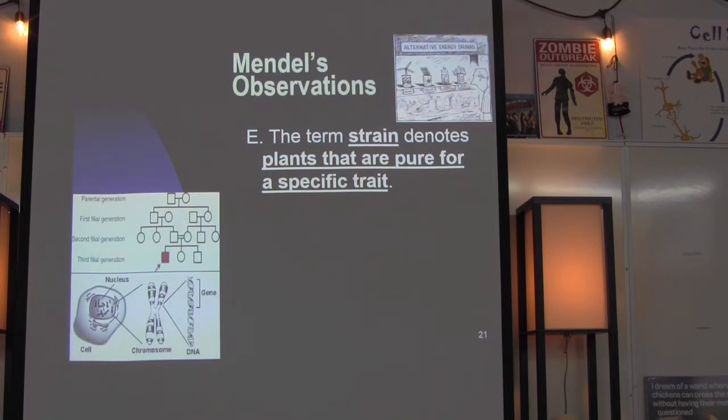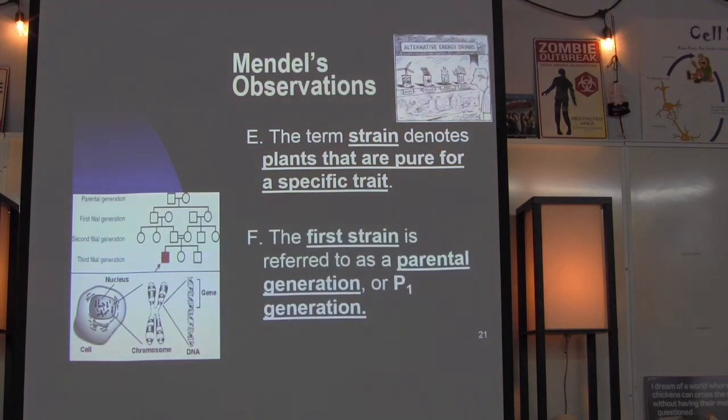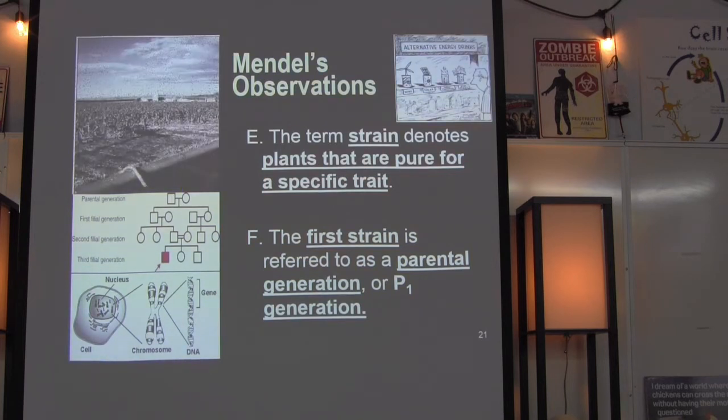So, like I said, you've heard of the term strain before, but when you talk about genetics, the term strain denotes plants that are pure for a specific trait. When we talked about cell division, we talked about parent cells giving rise to daughter cells. Well, you have almost the same type of terminology here. The first strain is referred to as the parental generation, or also P1. And if you look at the picture right here, this is a picture of a pedigree that we'll talk about more next time.